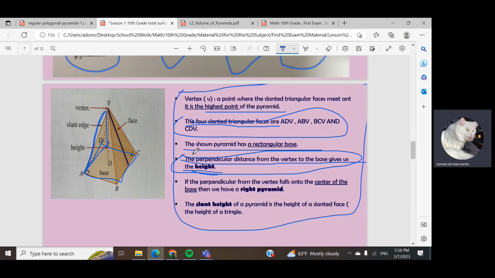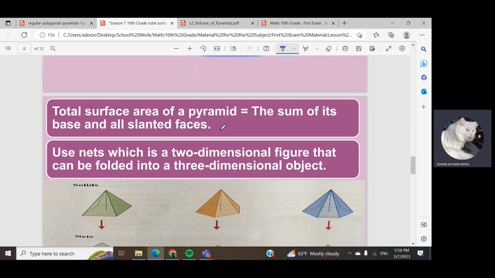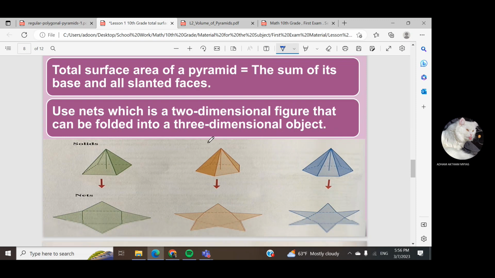If the perpendicular from the vertex falls into the center of the base, then we have a right pyramid. The slant height of a pyramid is the height of the slanted face, or the height of the triangle.